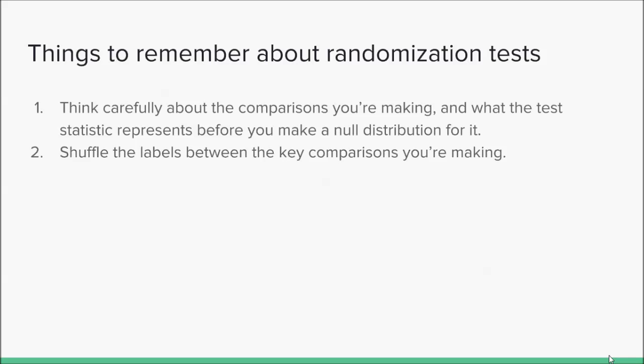Secondly, you then have to shuffle the labels between the key comparisons that you're making. So again, like I said, there are many different levels at which you can do the shuffling, but you always need to make sure that the shuffling at least occurs at some level which will affect the key comparisons that you want.